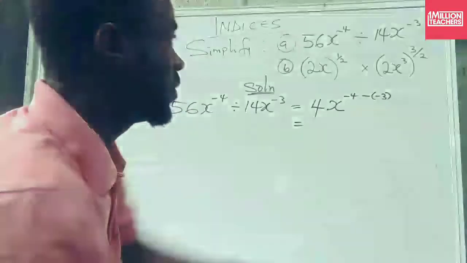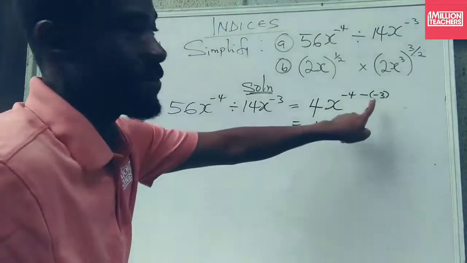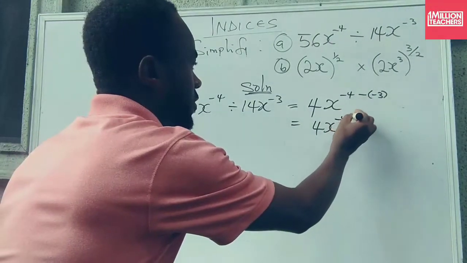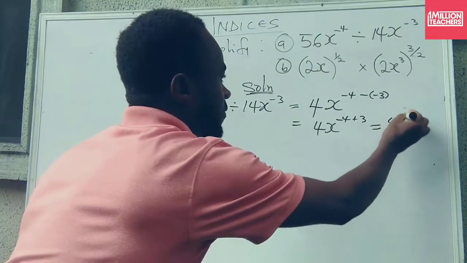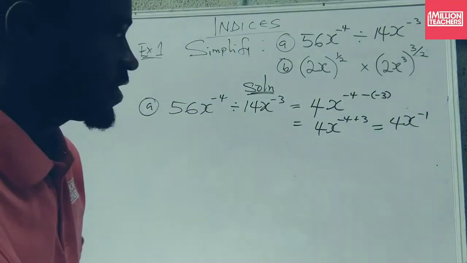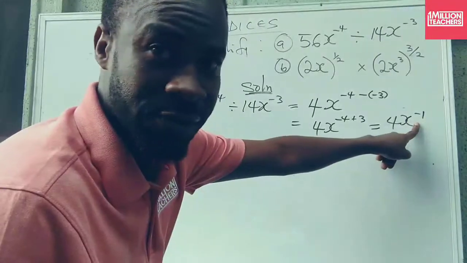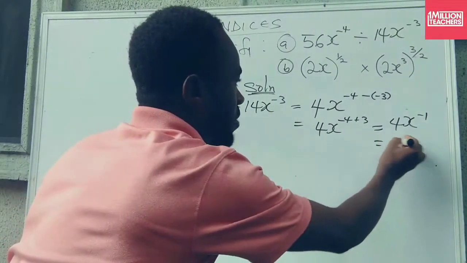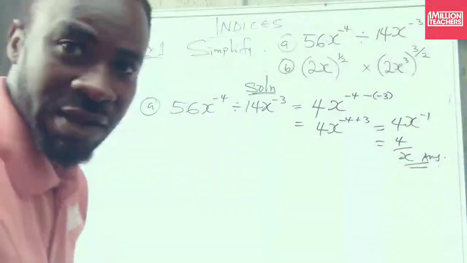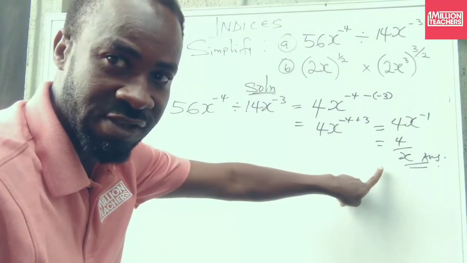Okay? And by applying our directed numbers here, minus times minus gives me plus. So I'm having 4x to the power of minus 4 plus 3, which is minus 1. You can see now that this is leading us also to the negative index law, which means our final answer becomes 4 over x. Please, if you don't know how I got this 4 over x, please visit my previous video on the negative index law.